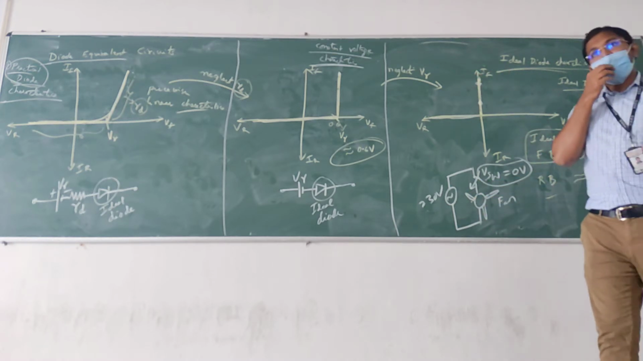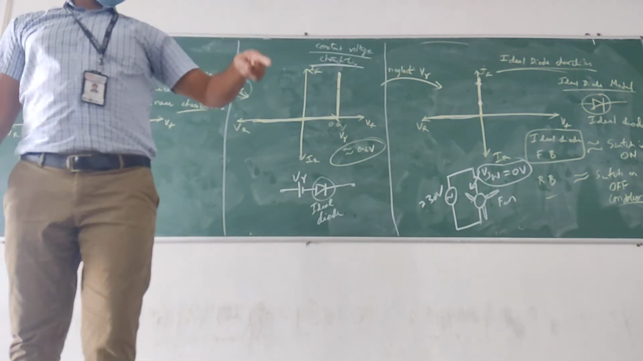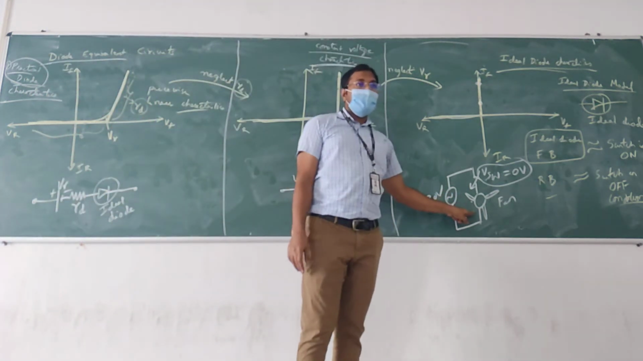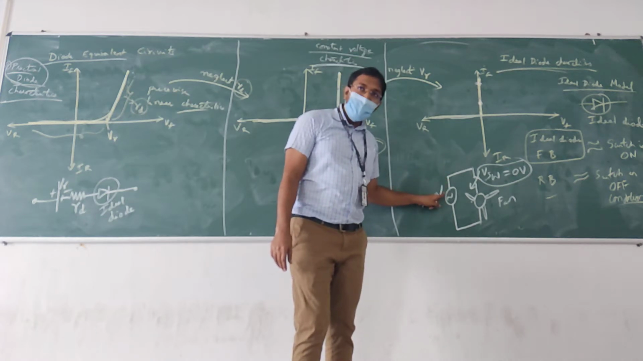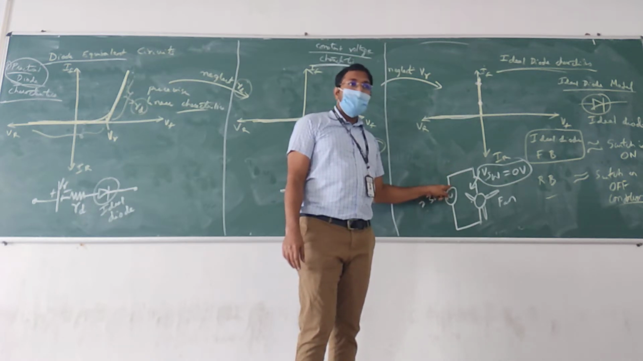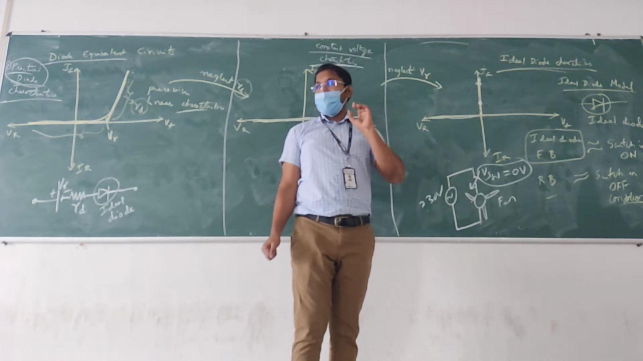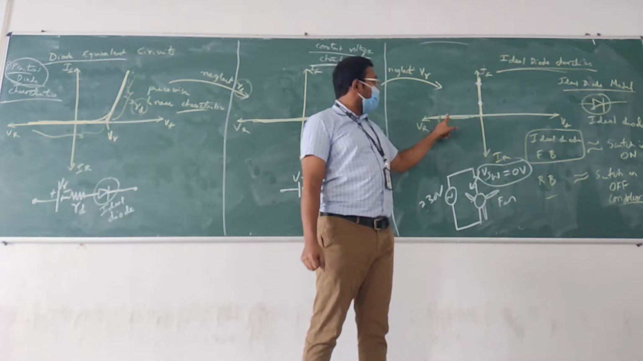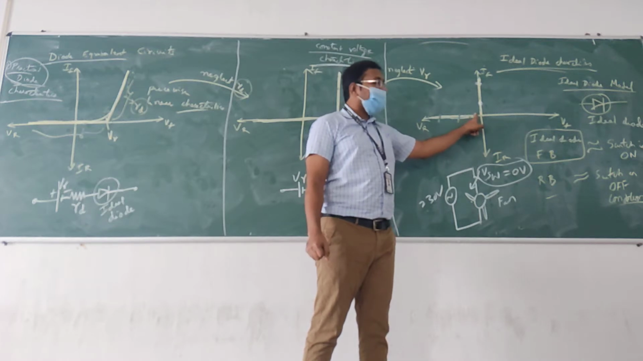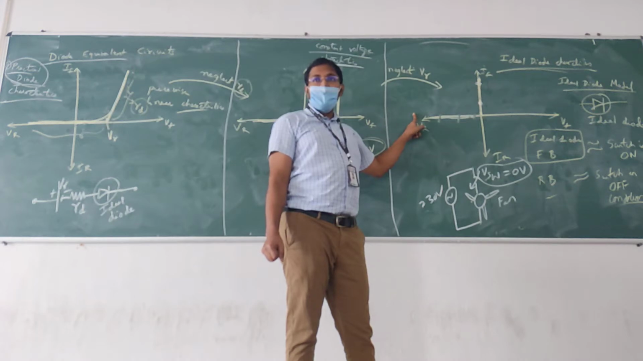Switch off. When the switch is off, does any current flow through the fan? No. Whether you give 230 volts, 1000 volts, or 10 volts, it doesn't matter. When the switch is off, there is no current here. Whether you give 230 volts, 100 volts, or 10 volts, the current is 0. Justified?